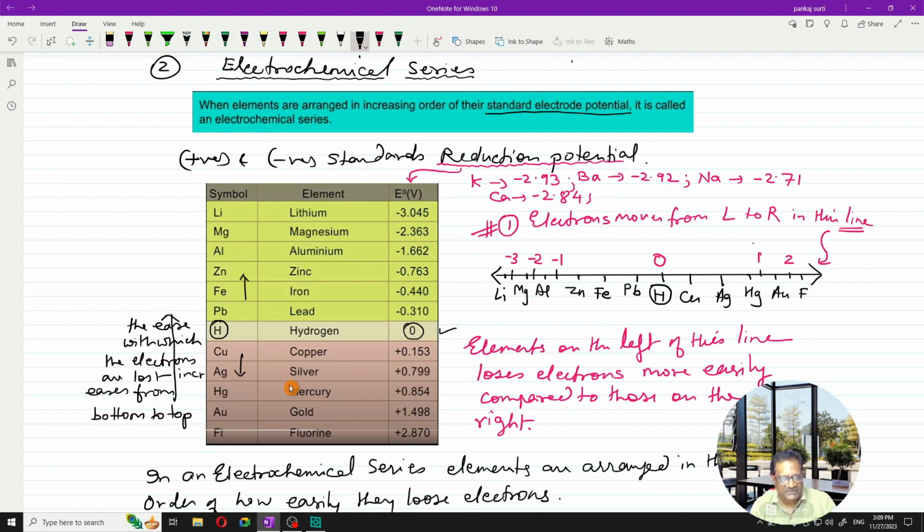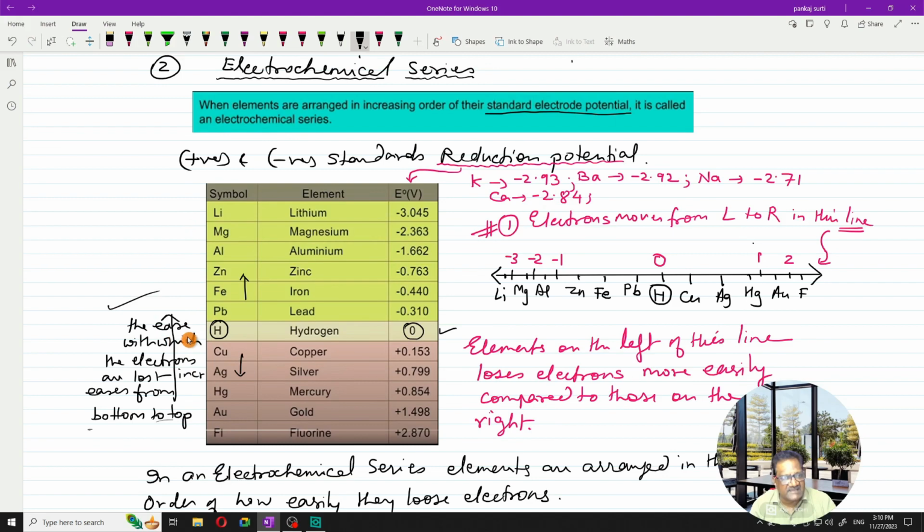Now this is the arrangement of the electrochemical series. If you go from bottom to top, from fluorine to gold, gold to mercury, mercury to silver, silver to copper, then from copper to hydrogen, hydrogen to lead, lead to iron, iron to zinc, zinc to aluminium, aluminium to magnesium, magnesium to lithium. So when you go this way from bottom to top, what is happening, that I have written here.